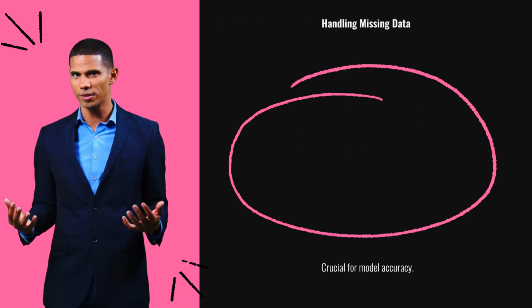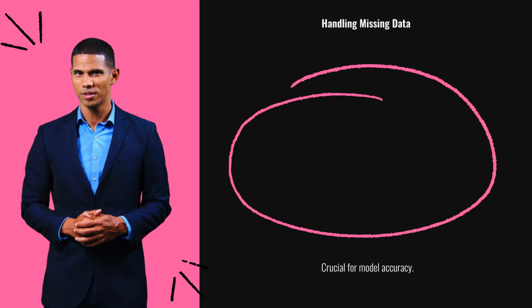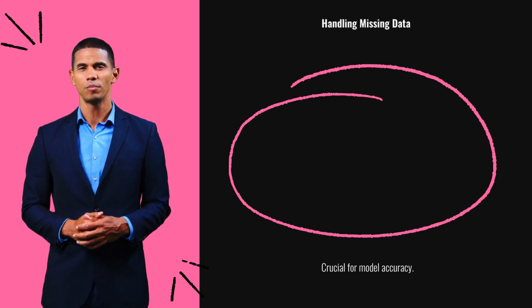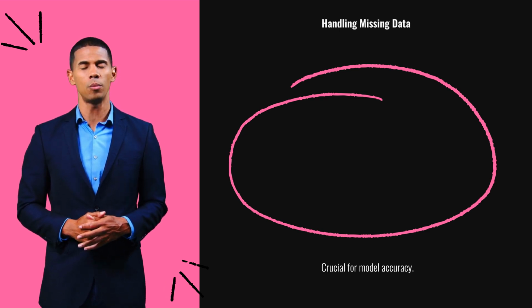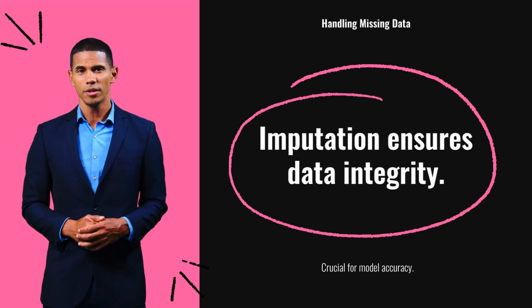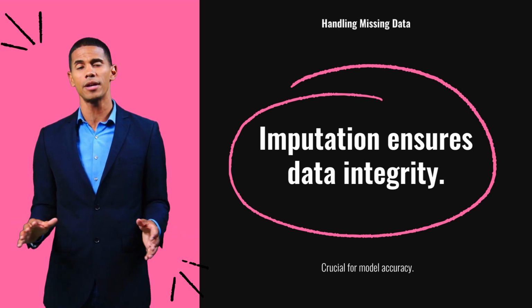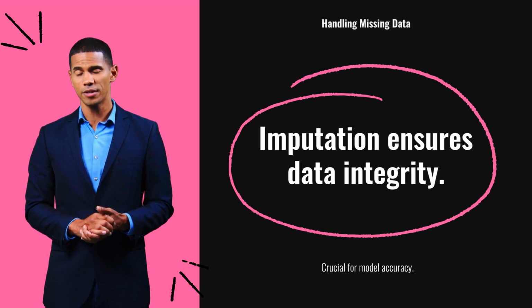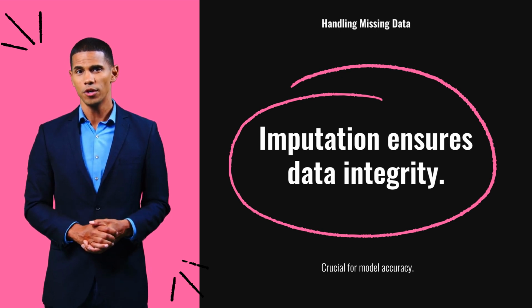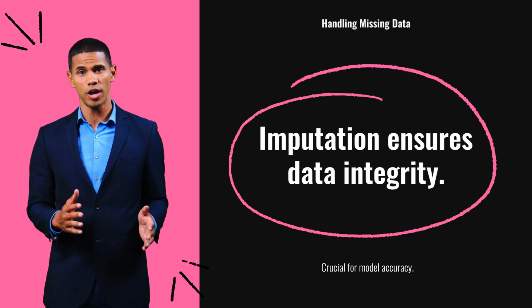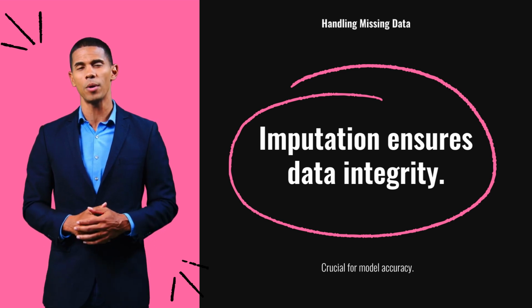Handling missing data is crucial for model accuracy. Missing values can be managed by deletion or imputation, with imputation being more efficient. Scikit-learn's imputer class replaces missing values with the mean, ensuring data integrity. This step is essential before encoding categorical data, which requires numerical input for machine learning models.